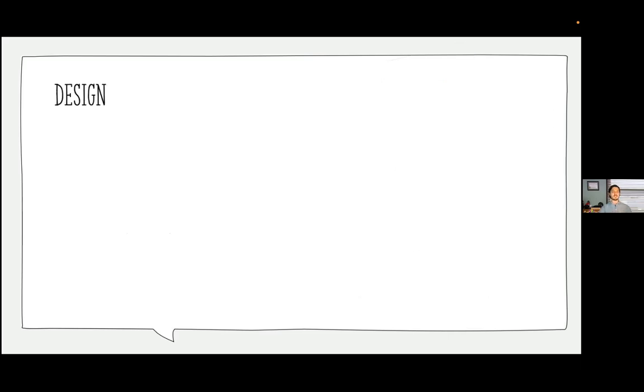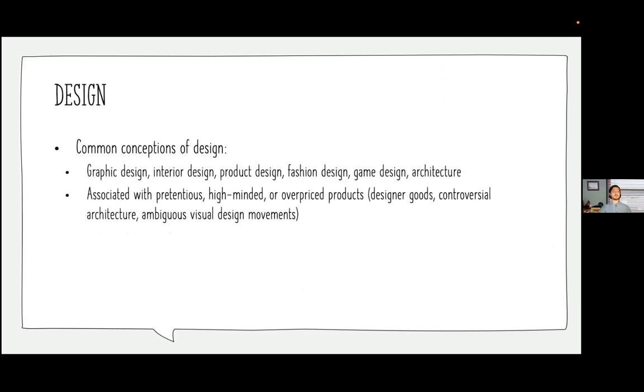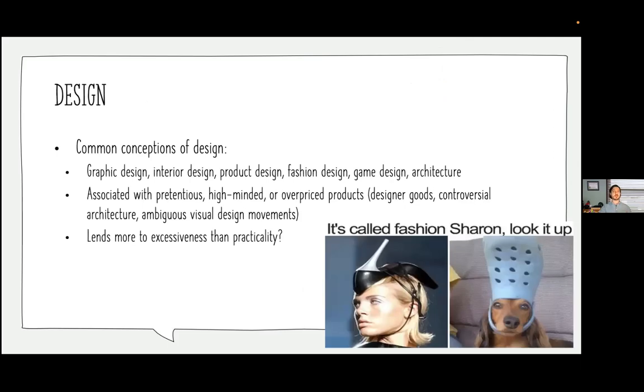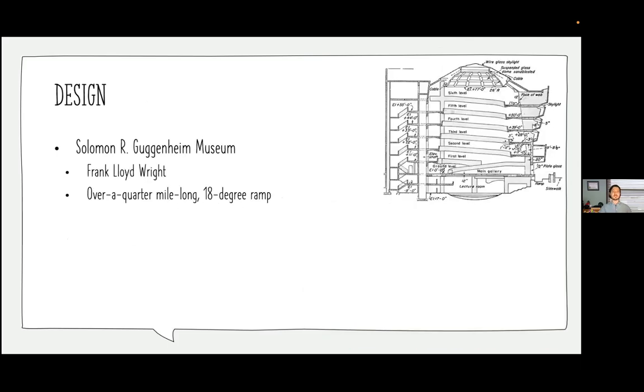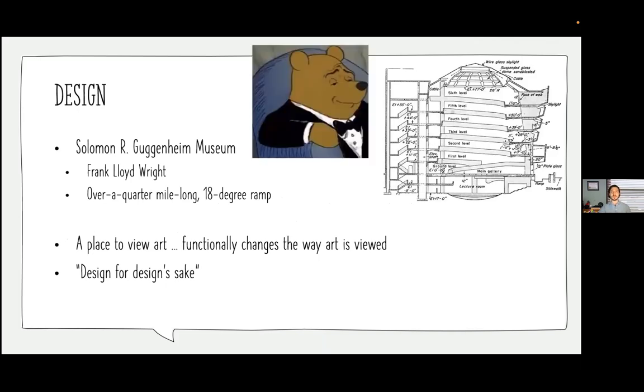So first of all, what is design? Some common conceptions of design: graphic design, interior design, product design. It's all associated with pretentiousness, high-mindedness, overpriced products. Maybe we think it lends more to excessiveness than practicality, like this awesome shoe hat, right? Let's take another example, the Guggenheim Museum. There's an 18-degree ramp going all the way up through the gallery. So a place to view art, an art gallery, functionally changes the way art is viewed, designed for design's sake, highbrow stuff.